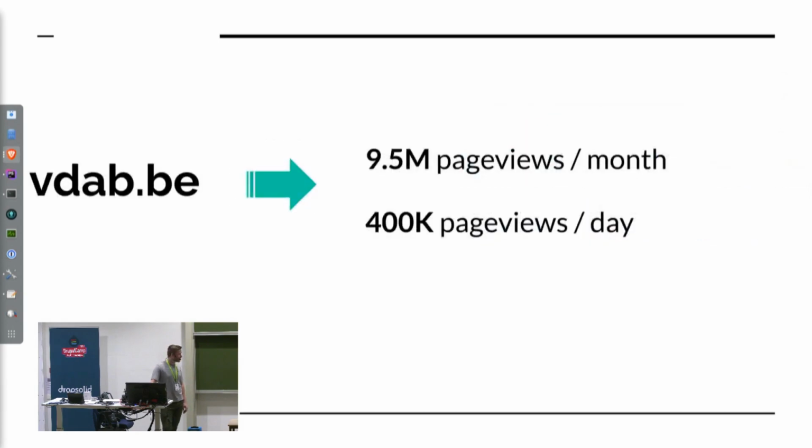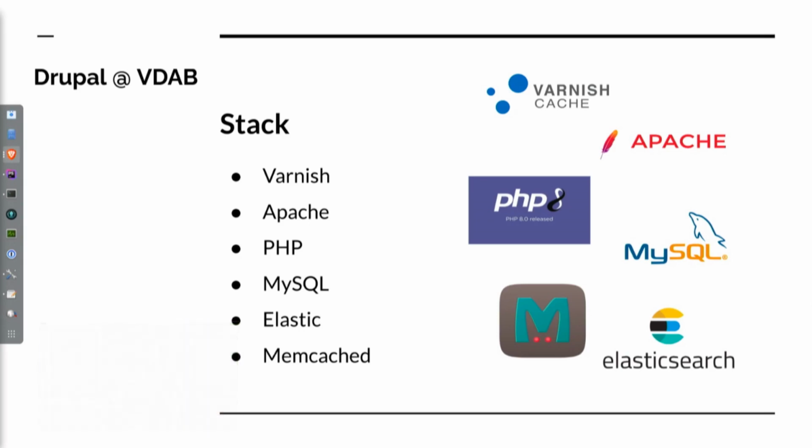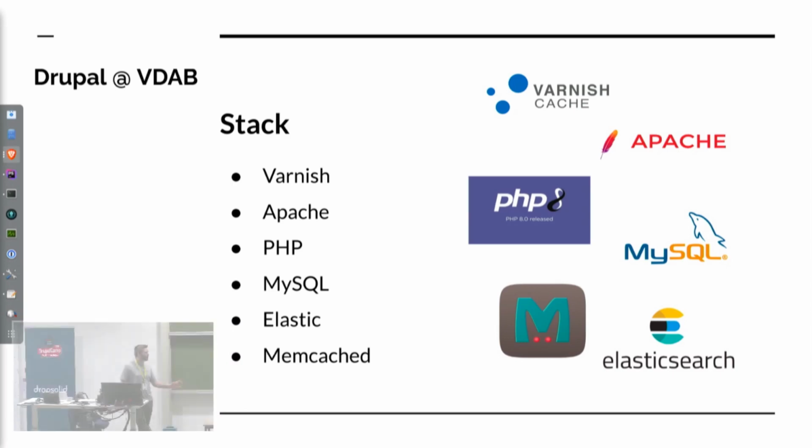Some statistics: we do about 9.5 million page views a month, averaged down, I think 400,000 page views a day. So it's not a small site, of course. We have quite a standard or modest stack. We have some Varnish, also some Memcache for the well-needed caching on our websites, and Apache Web Server, PHP, MySQL, and we use Elastic for all our backend search indexes.